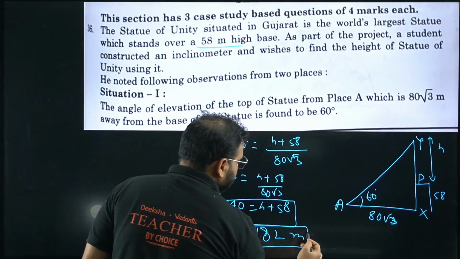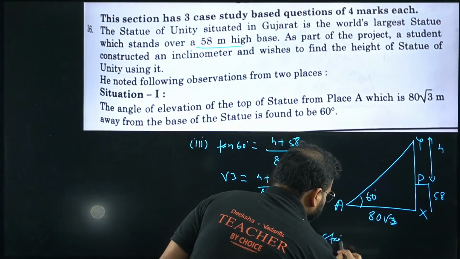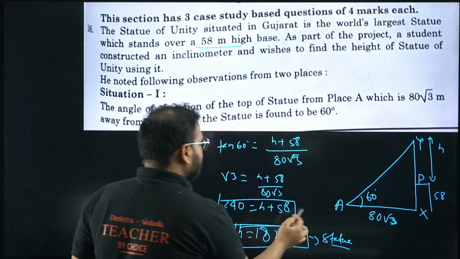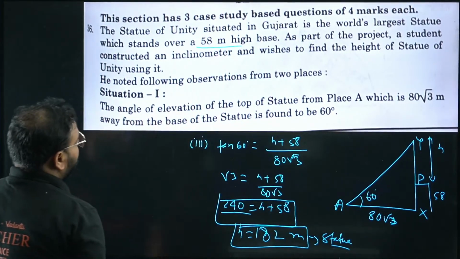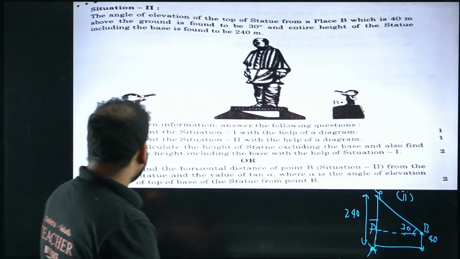This is just for the statue part. And this is including the statue and the base for situation number 1. Okay. Now part 3 also has a B part.